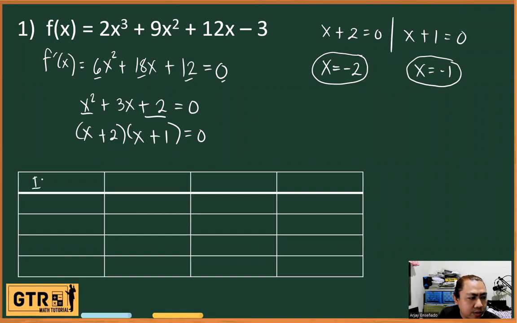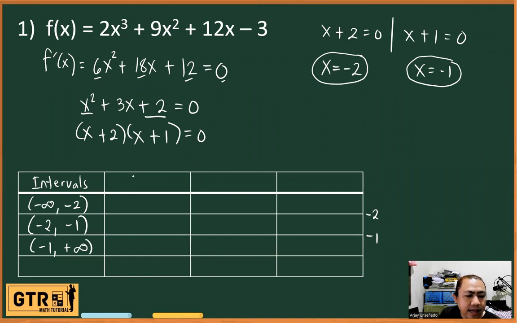So for the first column, we will write the interval. Our critical numbers are negative 2 and negative 1. Therefore we have two critical numbers, so we have three subintervals. So the intervals are: negative infinity up to negative 2, then between them, negative 2 to negative 1, and then negative 1 up to positive infinity.